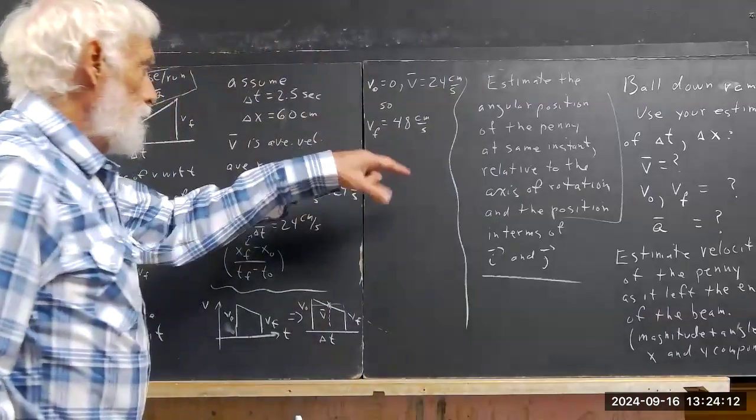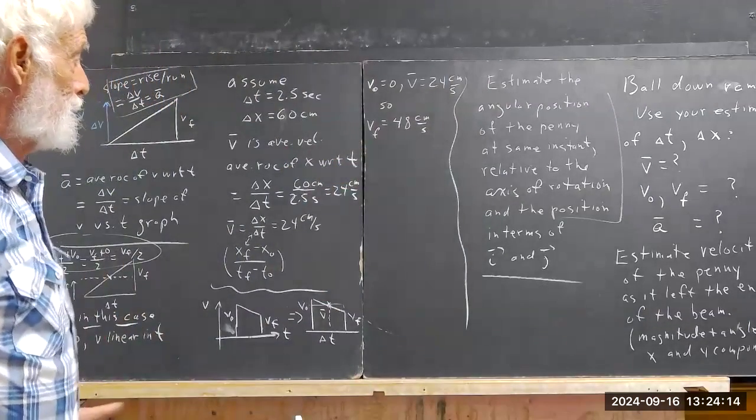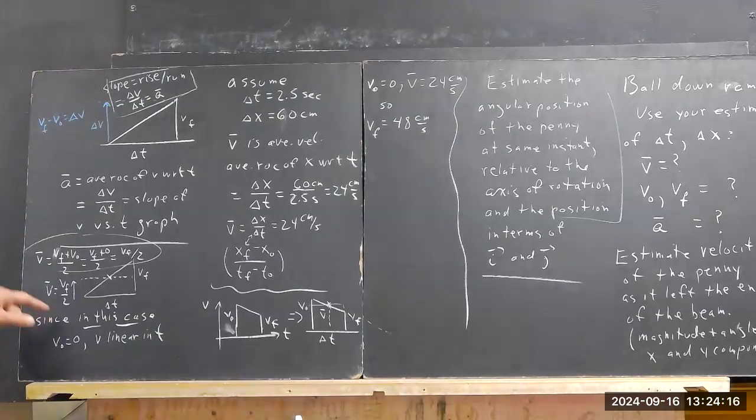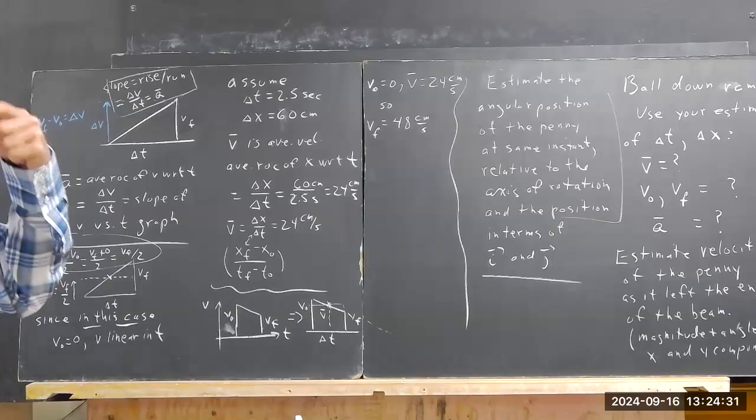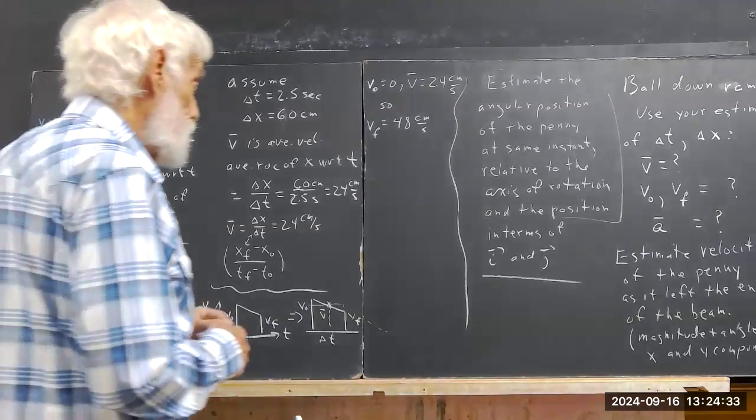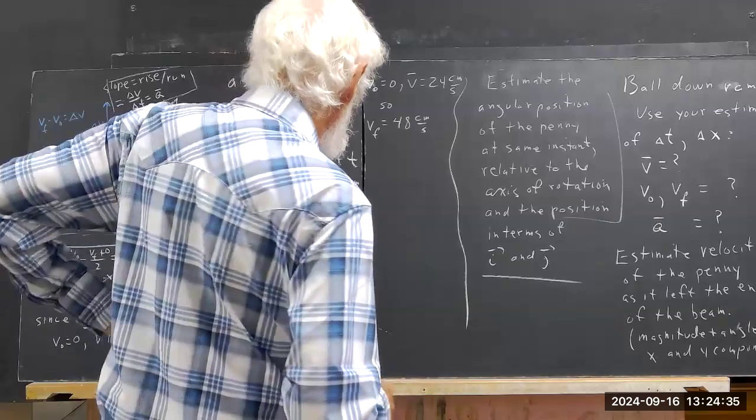And I have written VF equals 2 times V bar, but it kind of follows that V bar equals VF over 2, right? You don't have to go to the trouble of multiplying both sides of this equation by 2 to get that, but it doesn't hurt to do that once or twice, just to solidify the process. Okay, so VF is 48 centimeters per second.